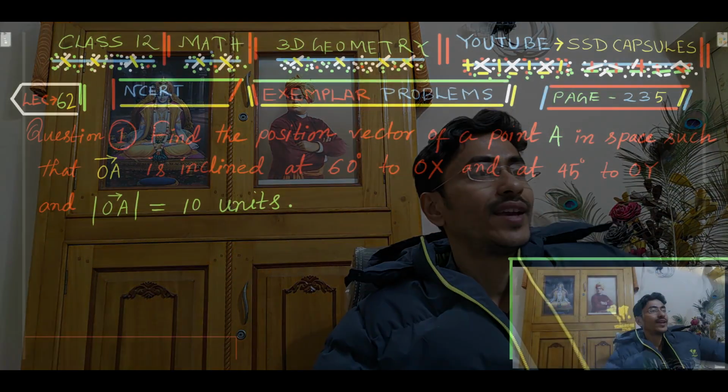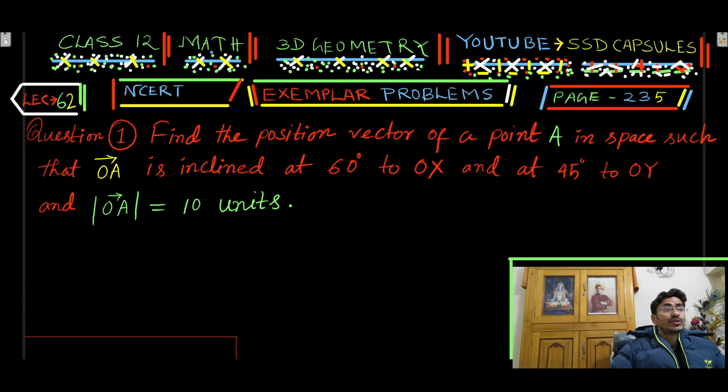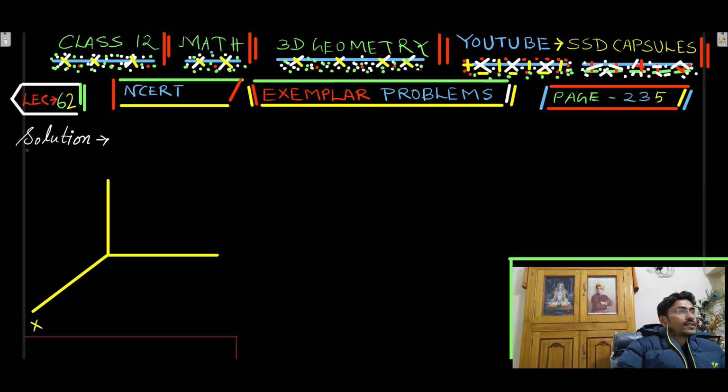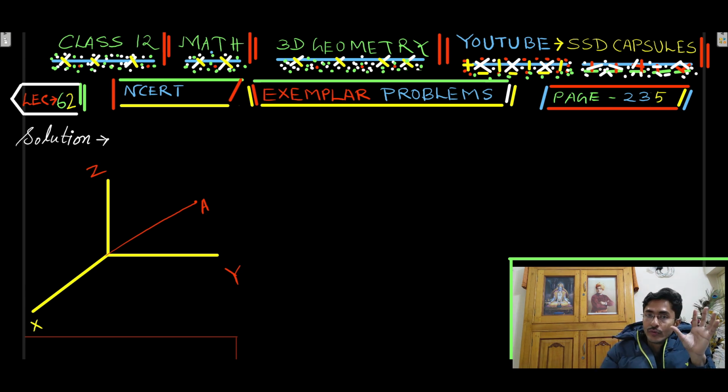So without wasting any time, let's start solving this problem. So here is the problem. First we will draw the diagram. This is the Cartesian coordinate system. Say this is x-axis, this is y-axis and this is z-axis, and say this is line OA. This is the point A whose position vector we are going to find.